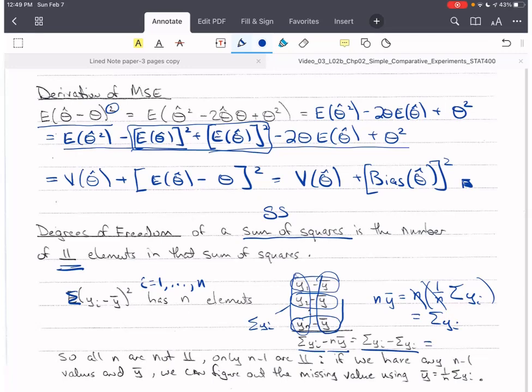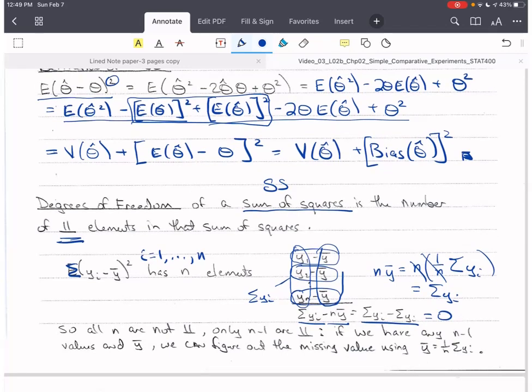Now this is equal to 0. So by adding all these up, I can't say they're all independent, since they sum to 0. Only n minus 1 of these terms are independent of each other. In other words, if we have any n minus 1 of the values and we have y bar, we can figure out the missing value using the equation of y bar. So the degrees of freedom is n minus 1 in this case.